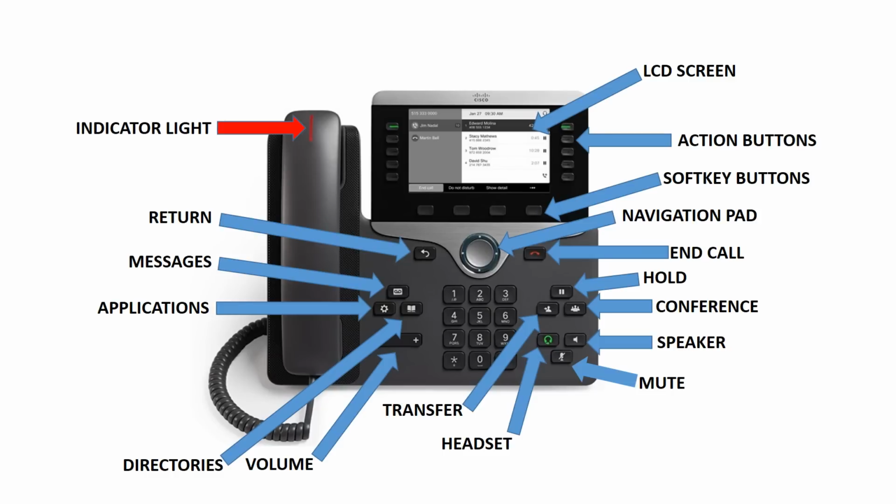The phone also has an indicator light located at the top of the handset. When there is an incoming call, the light strip will display a red flashing light alerting the user. If there is a new voicemail, a solid green light will be displayed.